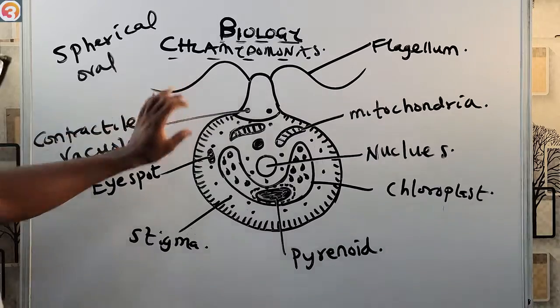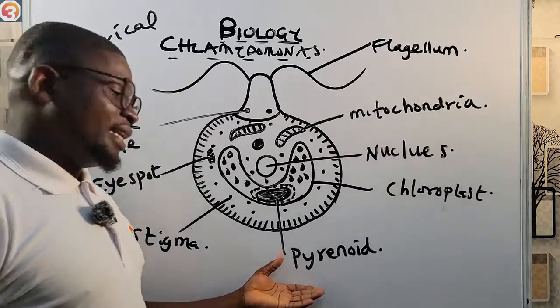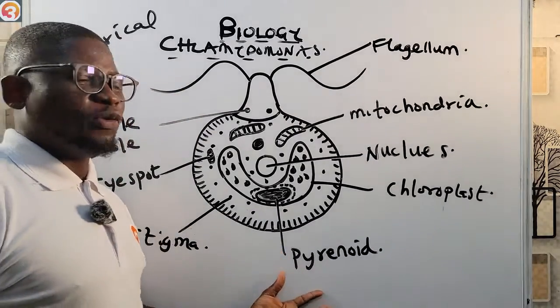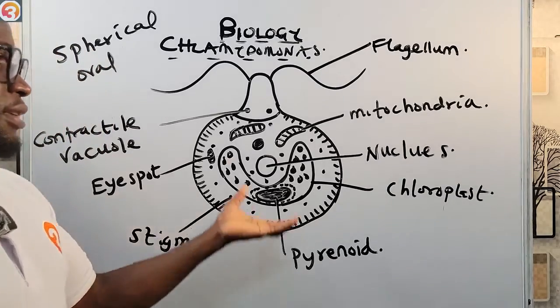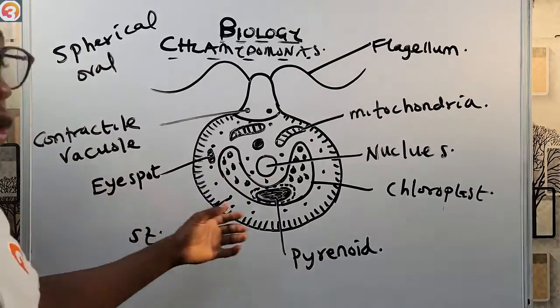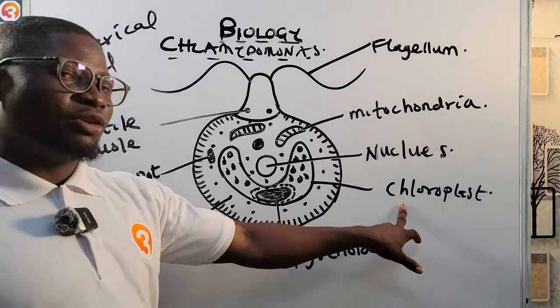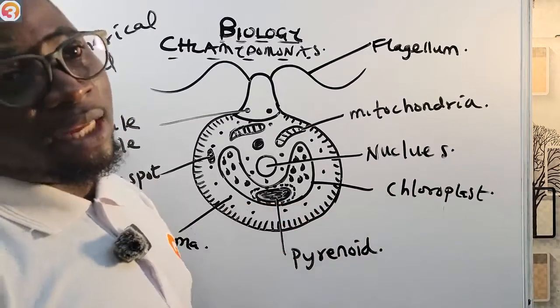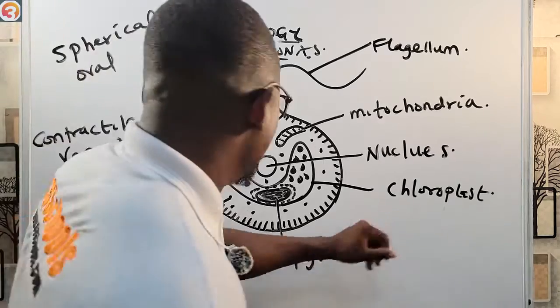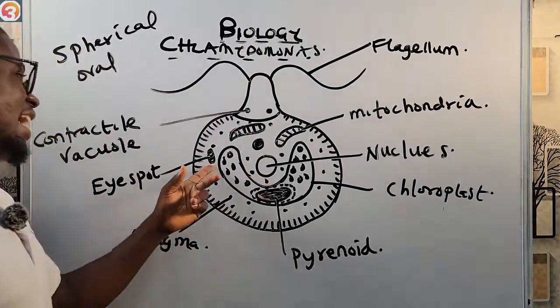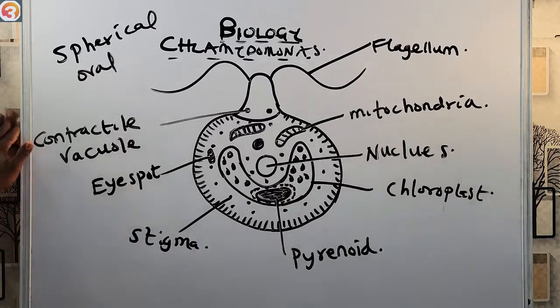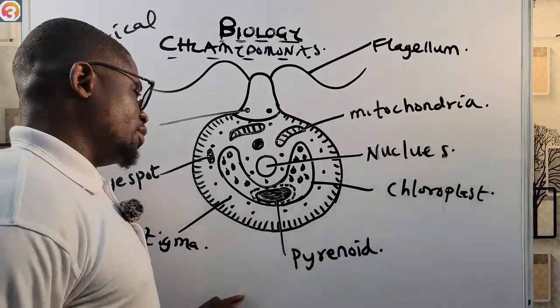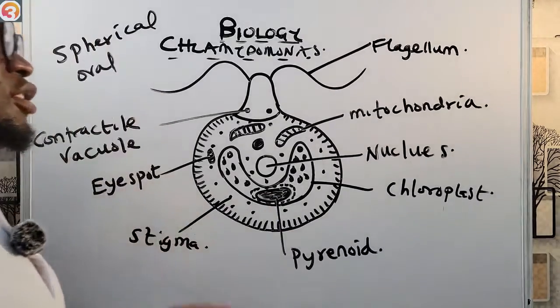Then of course it has the pyrenoid, which forms starch from the product of photosynthesis. You know that the Chlamydomonas has a chloroplast, as you can see here. Because it has chloroplast, that means it has chlorophyll. That means it can photosynthesize. That's the nucleus there. You can see the eye spot that is used for detection of light. Then the contractile vacuole that is used for water balance and for osmotic regulation, and so on and so forth.